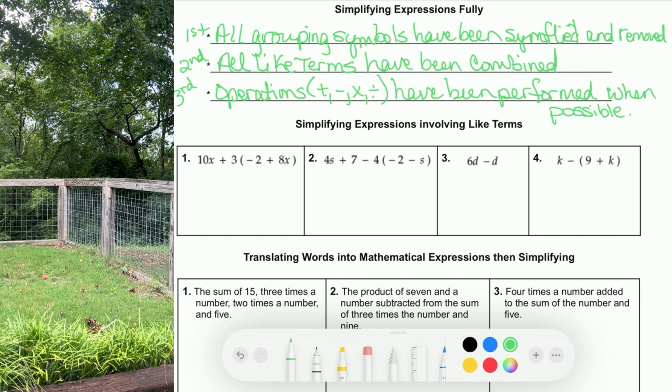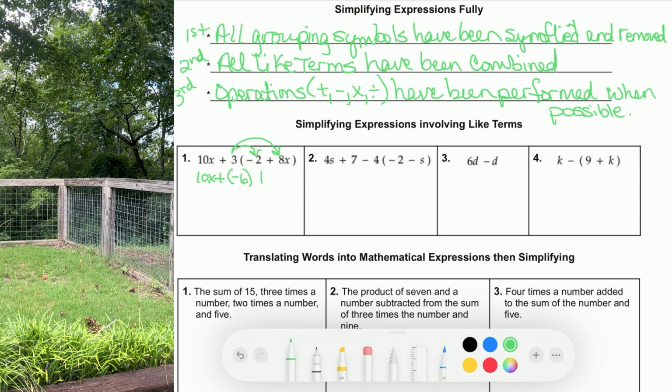All right, so number one, we have 10x plus 3, and then in parentheses, negative 2 plus 8x. I cannot combine negative 2 and 8x. Negative 2 does not have an x, so I cannot combine it with that 8x. So at this point, I need to use the distributive property that we talked about in the last lesson. I'm going to distribute that 3 to the negative 2 and to the 8x. So I have 10x. I haven't done anything with that. I'm just going to rewrite it. Plus 3 times negative 2 is a negative 6. 3 times 8x is a positive 24x.